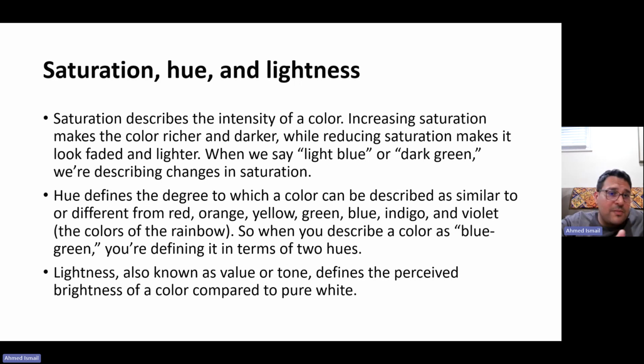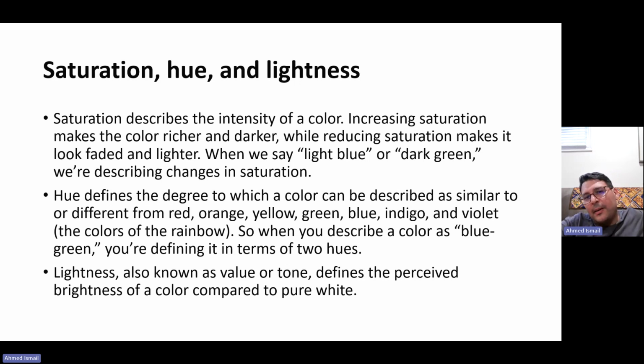The value or tone of the color defines the perceived brightness of a color compared to pure white. Now there is a difference between a saturated image, which has low saturation, and the light. Saturation does not depend on the light, the white and the black. It has a relation to the amount of rich color. But here the lightness is related to white. Whenever you give it a pure white, it will become so light, right?